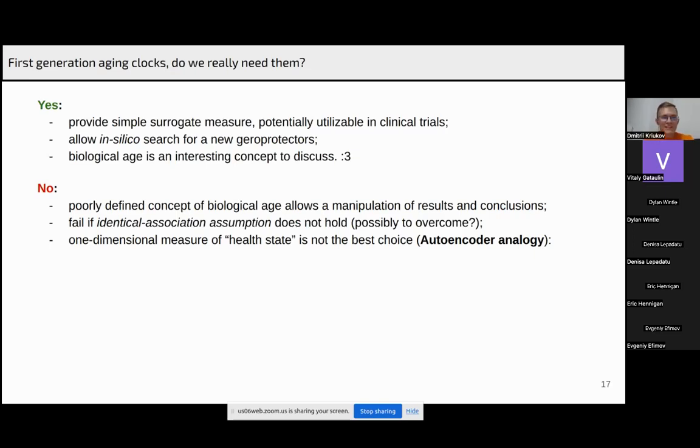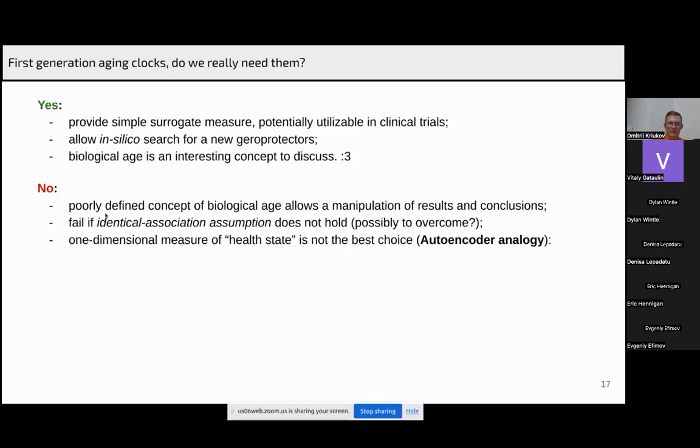Why yes? Yes, because they provide a simple surrogate measure, potentially utilizable in clinical trials. Yes, because it allows in silico search for new geroprotectors. For example, predicting biological age with reprogramming intervention or other chemical interventions or, I don't know, heterochronic parabiosis. Yes, because it's just an interesting concept to discuss, of course. But why not?